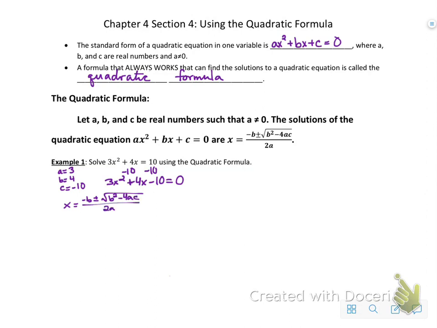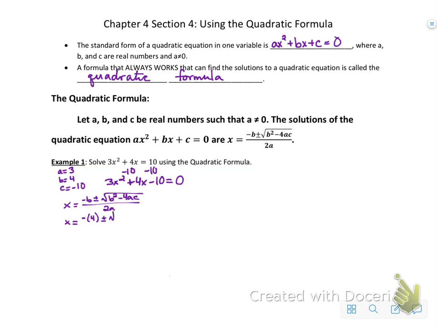We're going to replace every letter with the number that goes in that spot. And every time, we're going to put everything in parentheses. And we put it in parentheses because if you put it in your calculator without parentheses, it could give you the wrong answer. So it's very important to put everything in parentheses. So x equals negative b. Well, our b is 4. So in parentheses, we put 4.